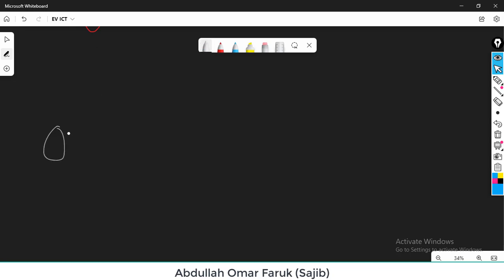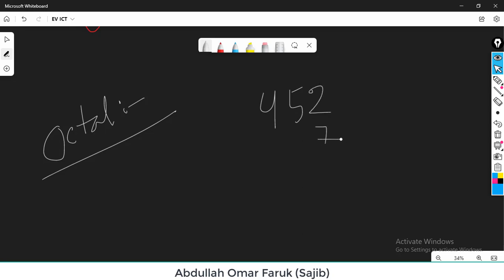Okay, octal. Now I go for octal subtraction. In octal subtraction, I write the numbers 4 5 2 and 2 7 6. Let's see how we do the subtraction in the octal number system. So 2 minus 7 is not possible. I have to borrow 8. I add this 8 to the higher value, and 8 plus 2 equals 10. So now I have to subtract 7 from 10. It gives me 3. I write 3 here.